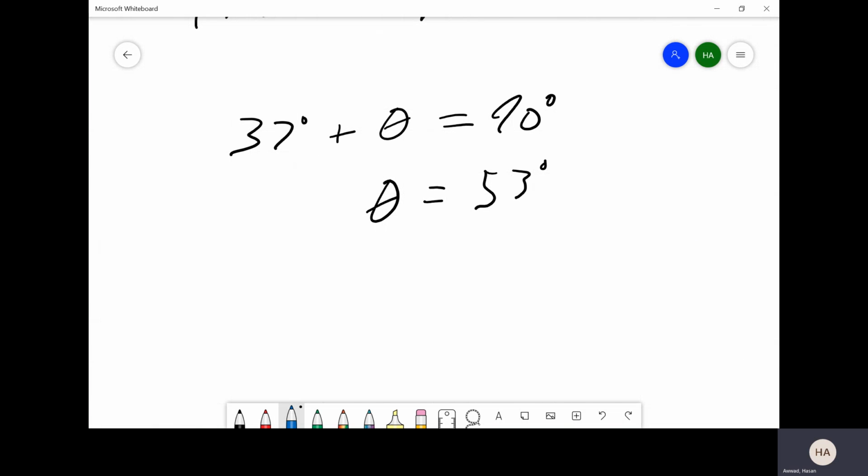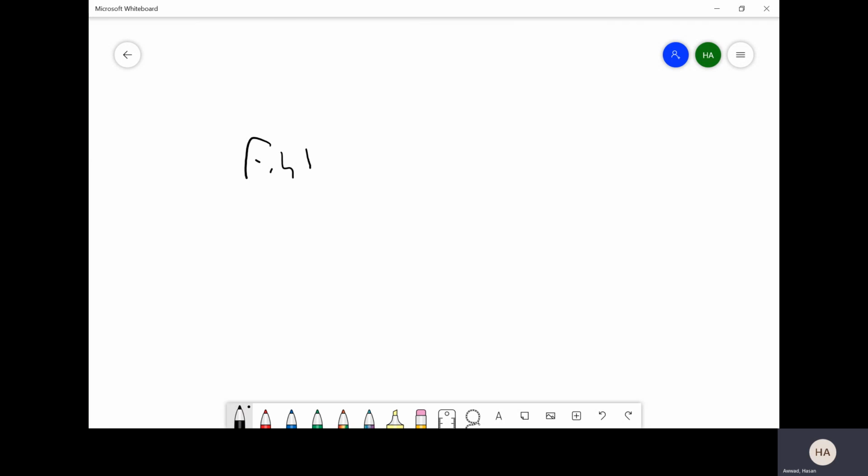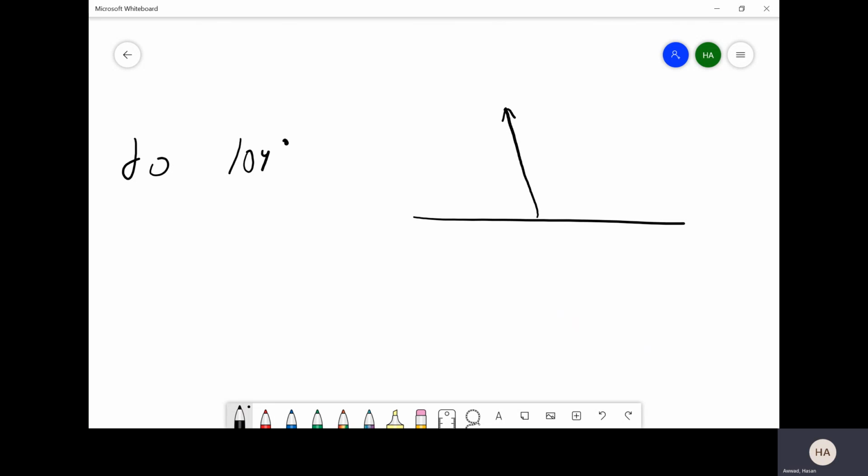Okay, now next up, I want to find the supplement to 104 degrees. So one more time, if I say find the supplement to 104 degrees, the idea here is, again, there's going to be, and if I just give you guys a visualization, let's say that this here is 104 degrees.